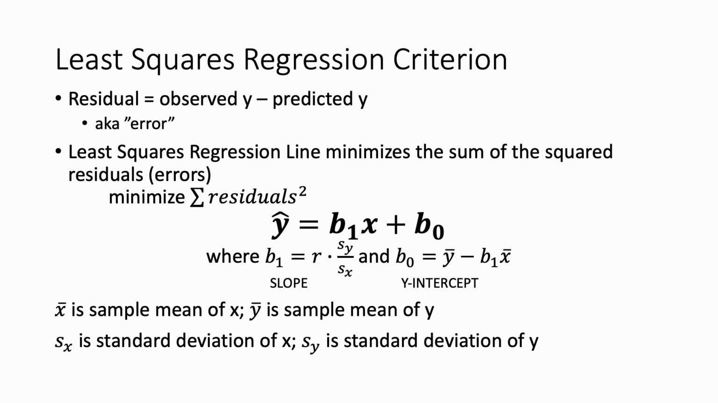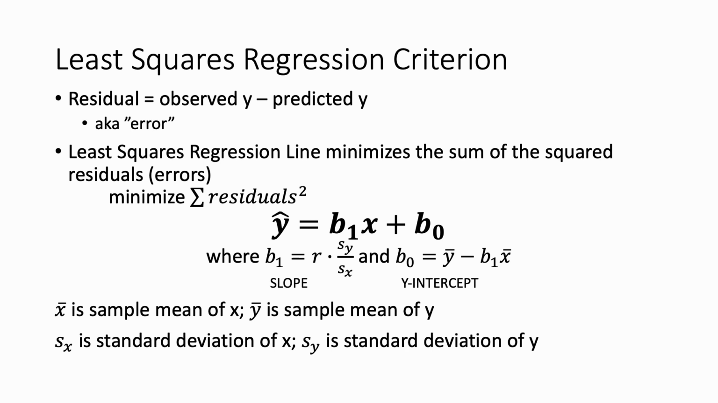The equation is, as you see, y hat is equal to b1x plus b0. And you can see how this reminds you of y equals mx plus b. Slope is the term with x. Y-intercept is the term without x. And to calculate b1 and b0, I put those underneath the main equation.